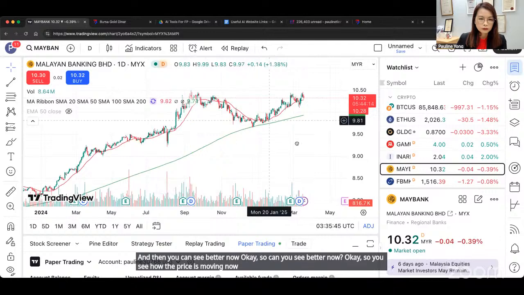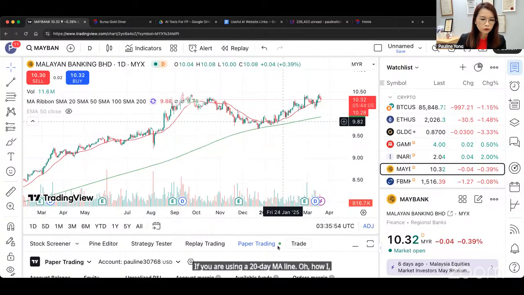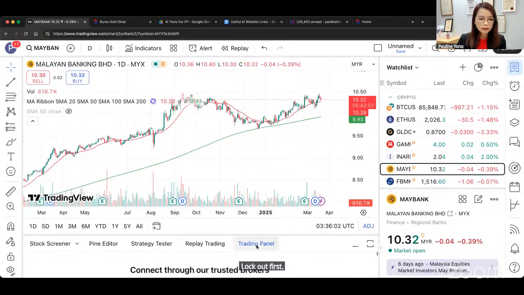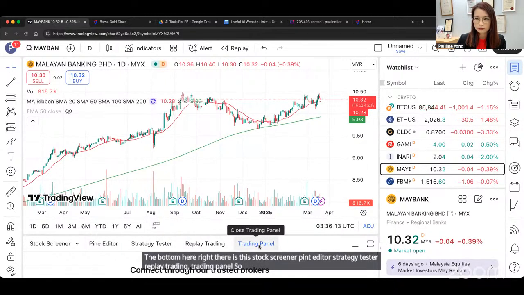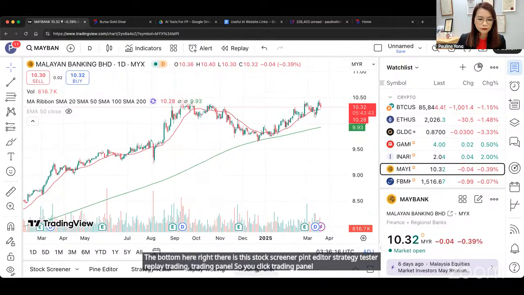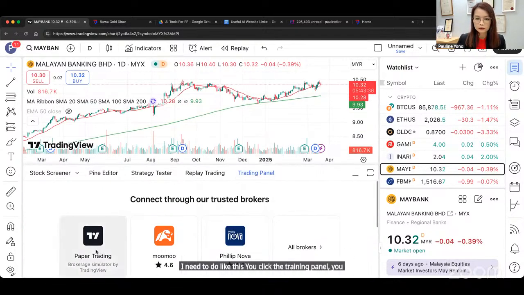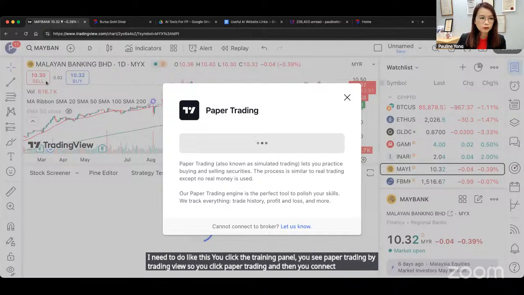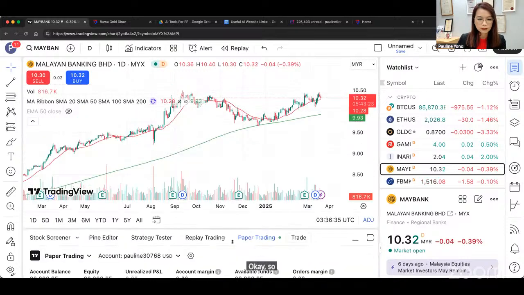Okay. So basically, if you are using a 20-day MA line, you go to the, I disconnect first, log out first. Trading panel. At the bottom here, there is the stock screener, Pine editor, strategy tester, replay trading panel. So you click trading panel, you see paper trading by TradingView. So you click paper trading and then you connect. Then you see this buy sell button appear in front of you.